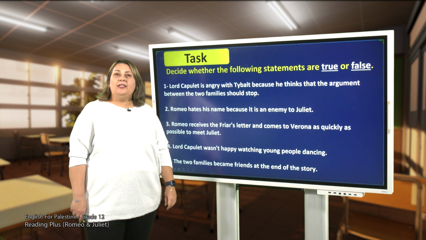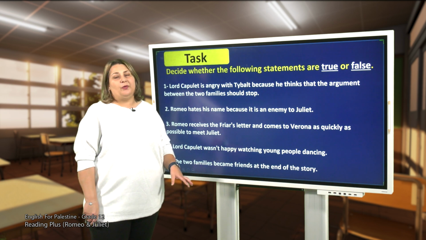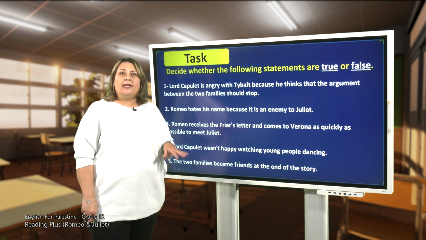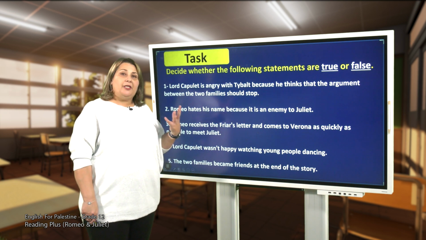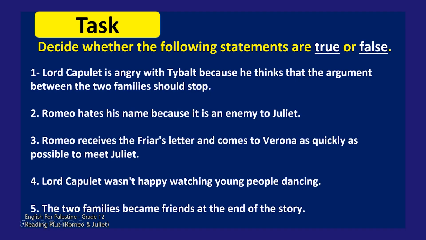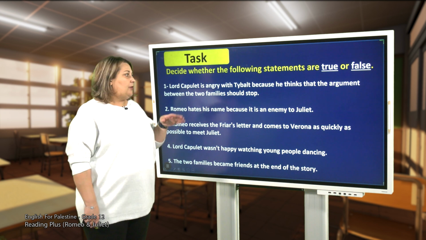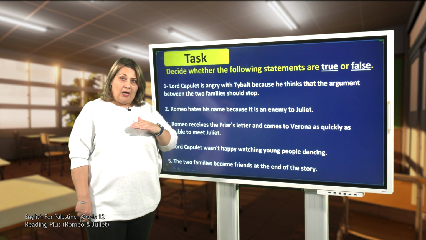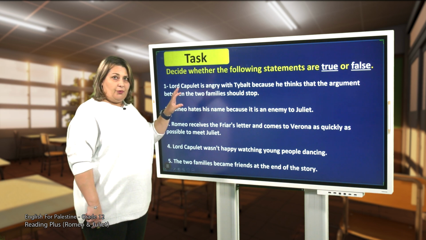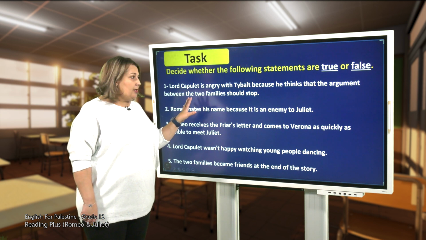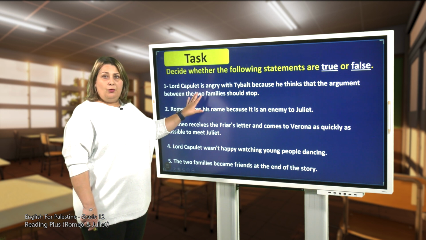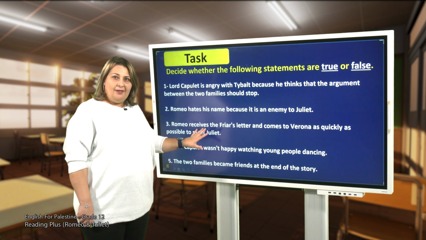Okay, now to our final part, which is the task that you're going to do at home. First, you're going to read the abstracts of the play and then answer this question. Decide whether the following statements are true or false. You have to read these sentences, then go back to the abstracts if you have a problem understanding them, and decide if these sentences are true or false. Okay? Good luck with that.